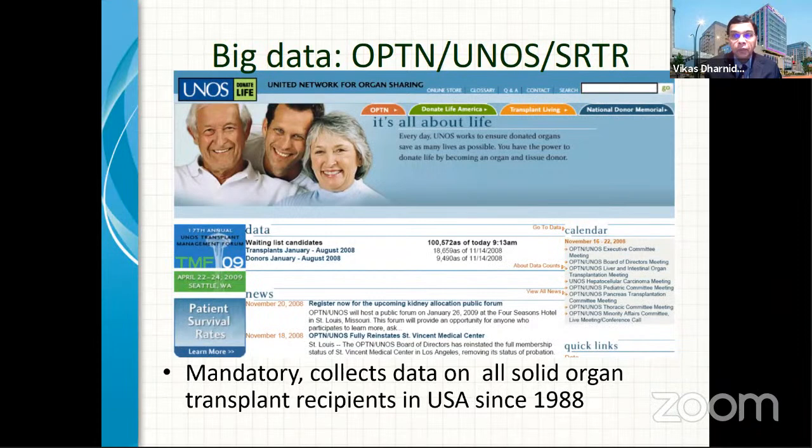And a related database called Scientific Registry of Transplant Recipients, which is run through Minnesota. They have a separate federal contract to perform research on the data that is accumulated through OPTN. And so this has been in existence now for more than 30 years.